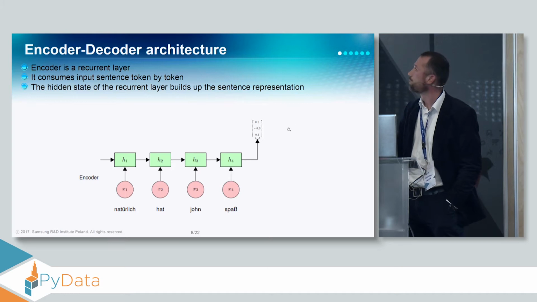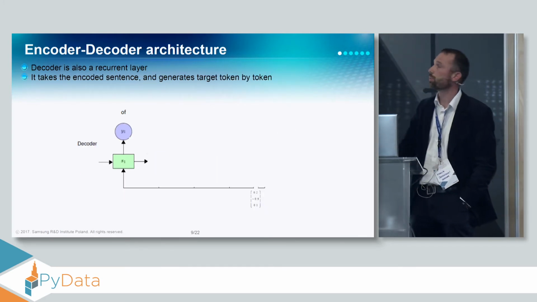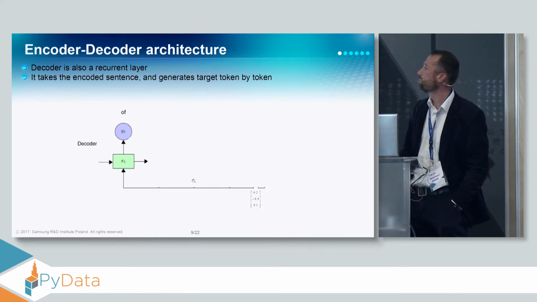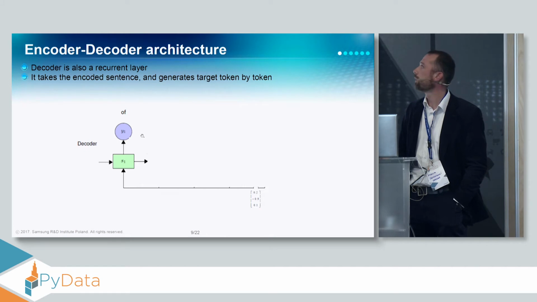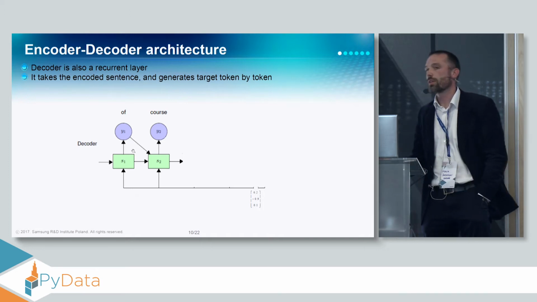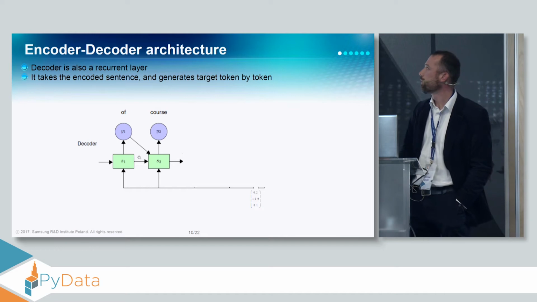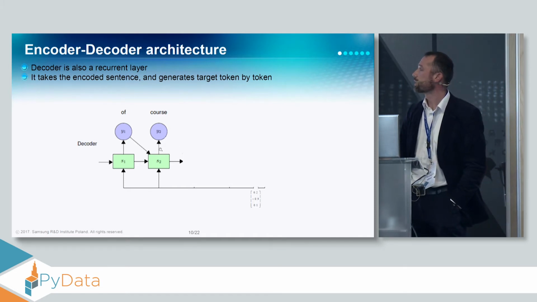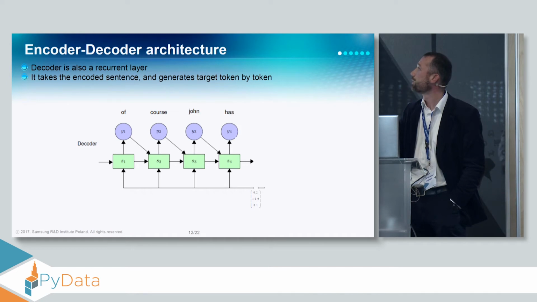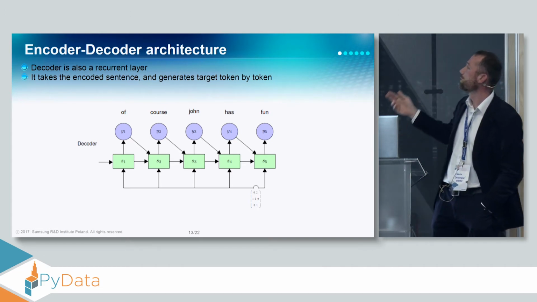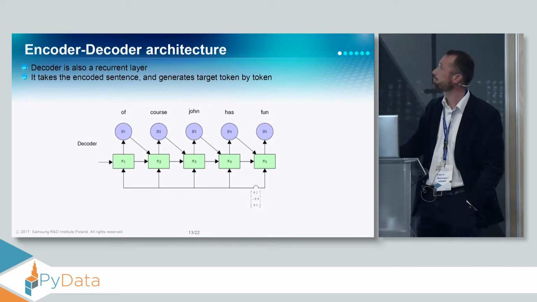Having this summarized vector, you can start decoding. So the decoder is another recurrent layer that takes this summarized vector and outputs tokens in the target language, token by token. It takes this vector as a context, takes the last decoded token to know where it is in the translation, and outputs the next token in the target language, right? So this way it decodes the tokens until it gets to the end of sentence token, right?